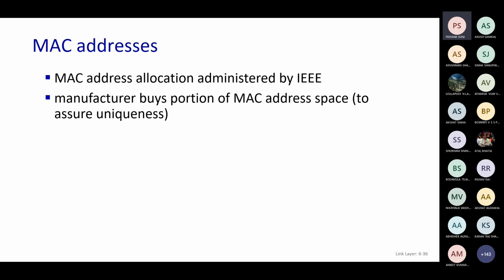Now, the manufacturer who is going to manufacture the device buys portions of the MAC address space. Why? Because we know that a MAC address has to be unique, since it is burned into the ROM in hardware. That is why manufacturers buy portions of the MAC address space, so that they can assure uniqueness of the MAC address.